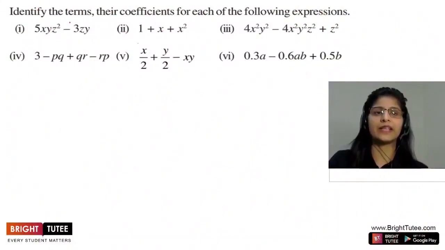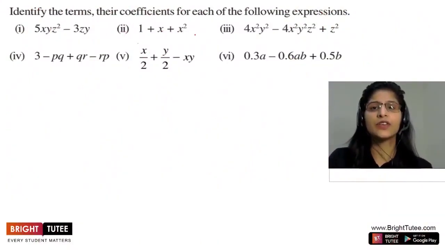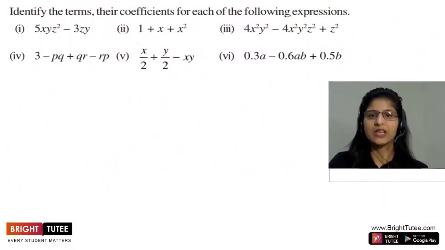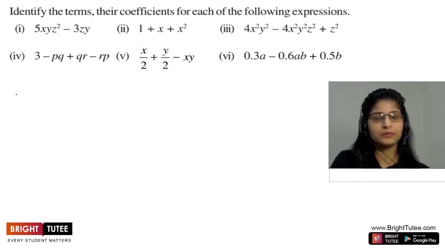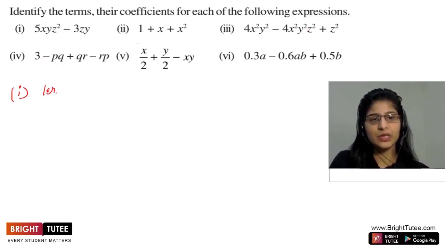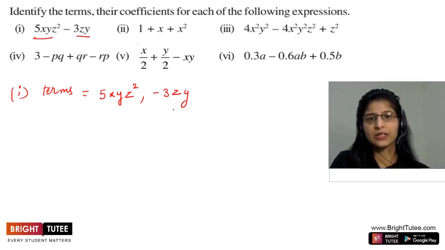Here we have to identify the terms and their coefficients for each of the following expressions. So let us do them one by one. In the first one, we have to identify the terms. What are the terms? Just see, it has two terms, this and this. So you will write, terms are 5xyz square and minus 3zy. These are the two terms. And then we have to tell their coefficients.